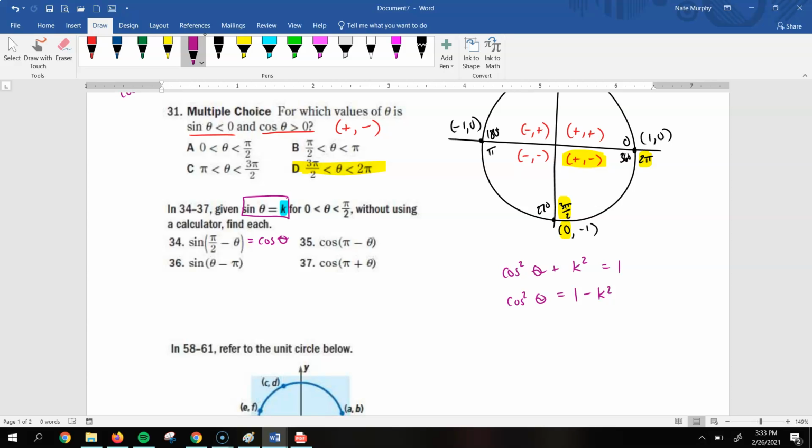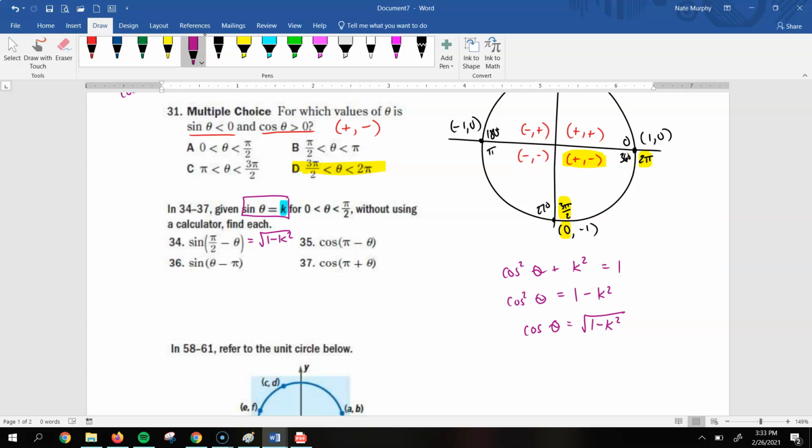And now the key is, before I do the last step here, it's saying that theta is between 0 and pi over 2. So it tells us that it's going to be in quadrant 1, so everything's going to be positive. So when I take the square root of both sides, again, technically, you'd have two solutions, a plus or minus square root of 1 minus k squared. But since all we care about is just the positive value, we're just going to say that the cosine of theta would be equal to the square root of 1 minus k squared. So that'll be your answer for 34.